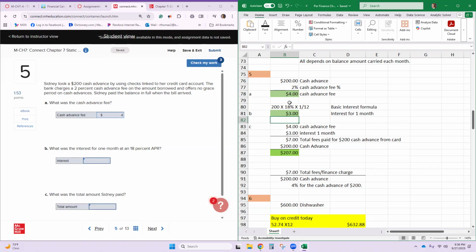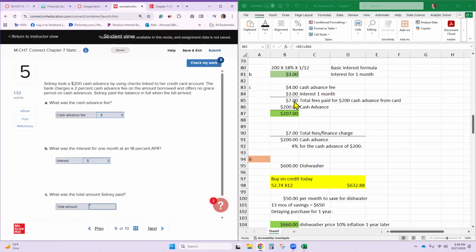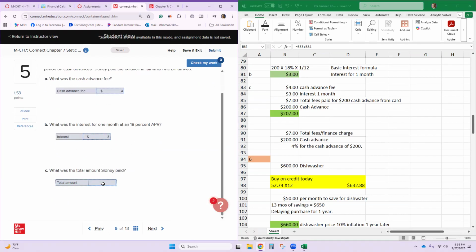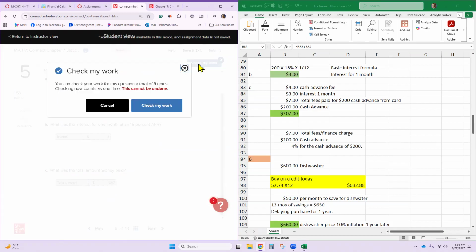So the extra fee involved with getting this cash advance is $7. Okay, when you add it together. So let me go ahead and finish this one here. Now, when she pays it back, she'll have to pay those $7 worth of fees plus the 200 cash advance. So when she pays it back, the total payment that she'll make is $207.